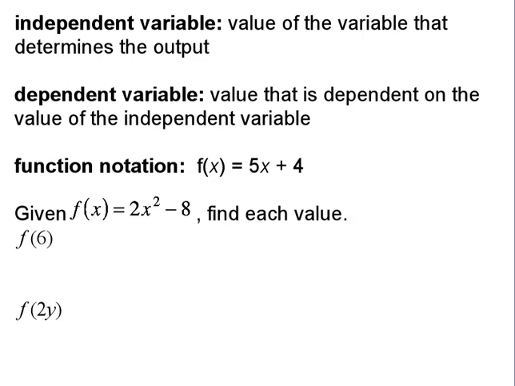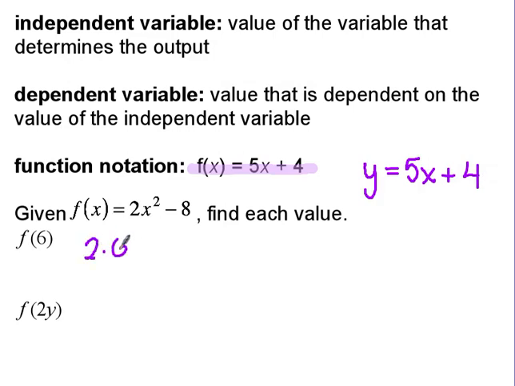So real quick, function notation. Once again, this is review. f of x equals 5x plus 4. This is what a function looks like. It's written in this form. Remember, f of x is nothing more than y. So those two are interchangeable. So it says, given f of x equals 2x squared minus 8, find each value. So what am I going to do if I want to find f of 6?